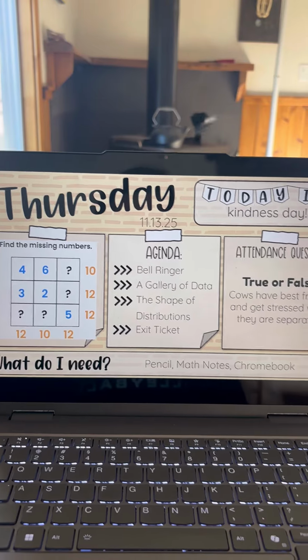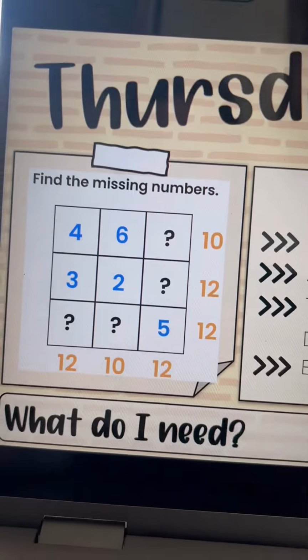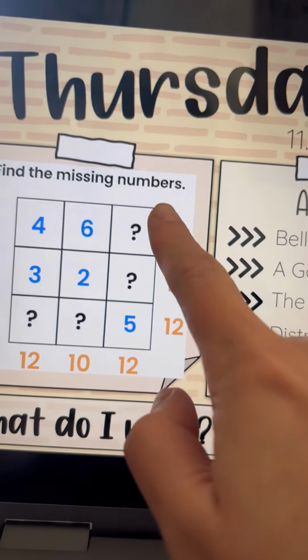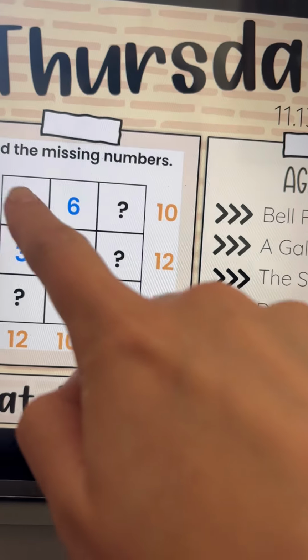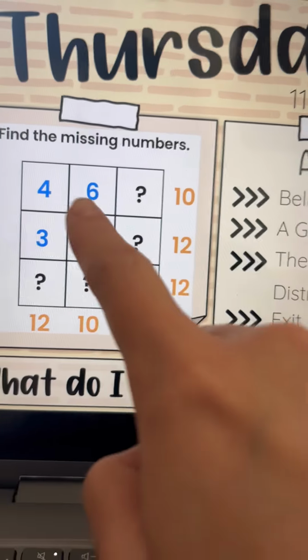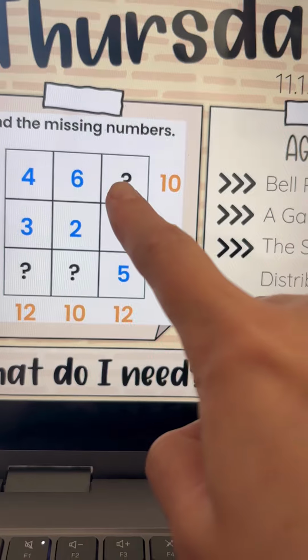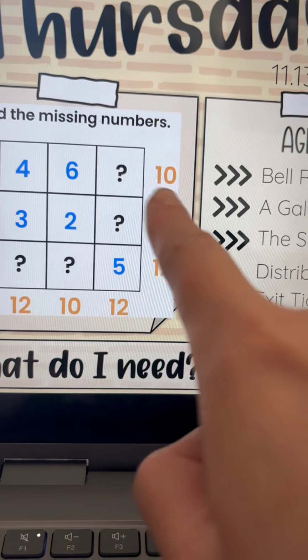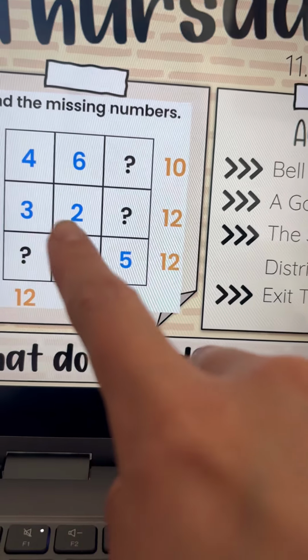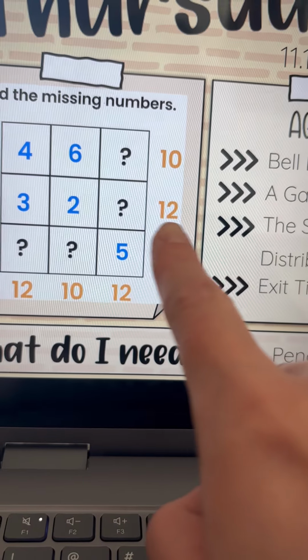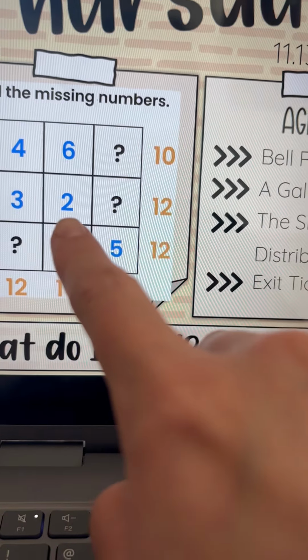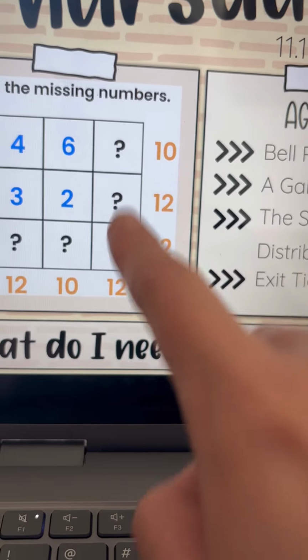Okay, and Thursday. So for Thursday's bell ringer, the pattern was that they have to add across this way to get this number, but they also have to add this way to get this number. So the only number that would work here is 0, because 4 plus 6 is already 10, so 0 goes here. 3 plus 2 is 5, so I need a 7 here to get to 12. So 3 plus 2 plus 7 equals 12, so 7 goes here.